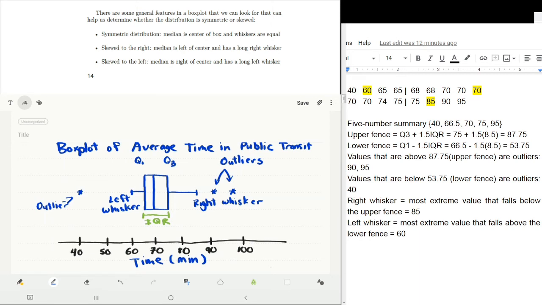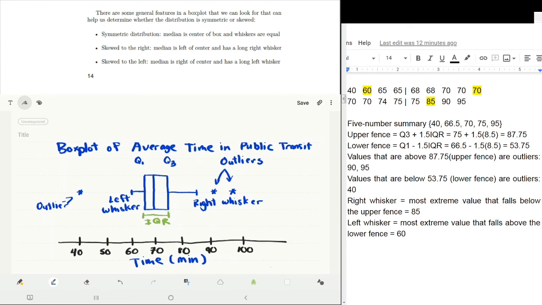There are certain features that we can look for in a box plot to determine whether a distribution is symmetric or skewed. If the median is in the center of the box and the whiskers are relatively the same length, then the distribution is symmetric. If the median is to the left of center and has a longer right whisker, then the distribution is skewed to the right. And if the median is to the right of center and it has a longer left whisker, then the distribution is skewed to the left.